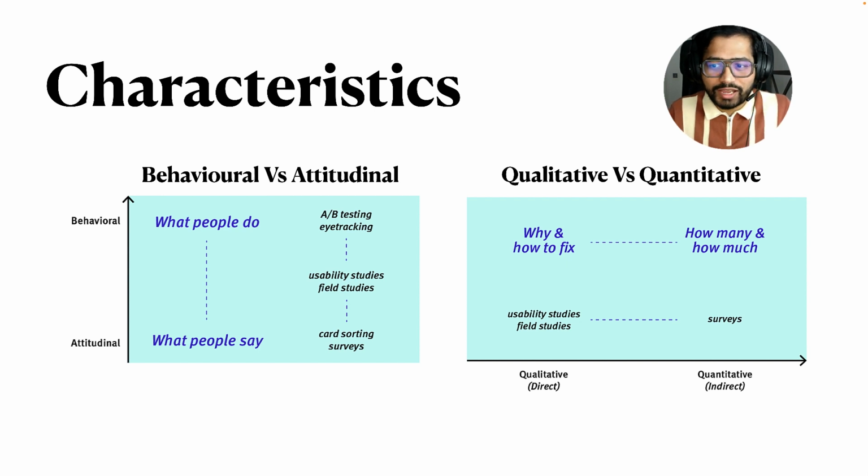Another one is qualitative and quantitative. The qualitative approach mostly shows why and how to fix things, whereas quantitative is more of a measurement of the data, the metrics of these things, like how many and how much.